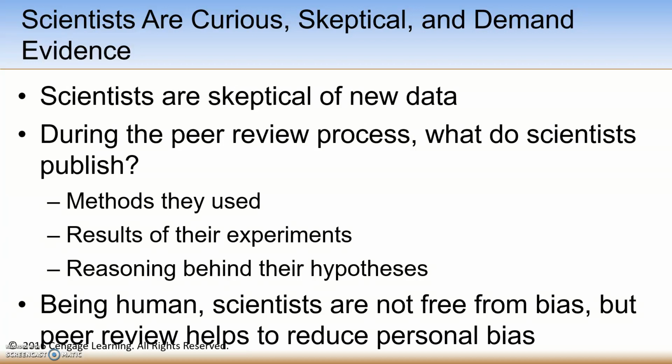The peer review process allows other scientists to look at the methods that were used, review the results of the experiment, consider the reasoning behind the hypothesis, and confirm that the data is sound and unbiased. Being human, scientists are not free from bias, but a peer review helps to reduce personal bias and allows scientific work to be published in journals that are verifiable, reputable, and based on good sound science.